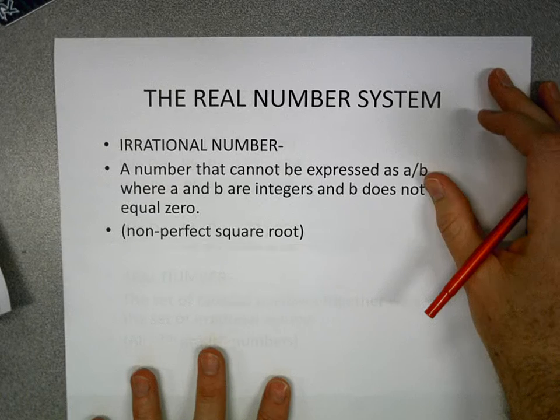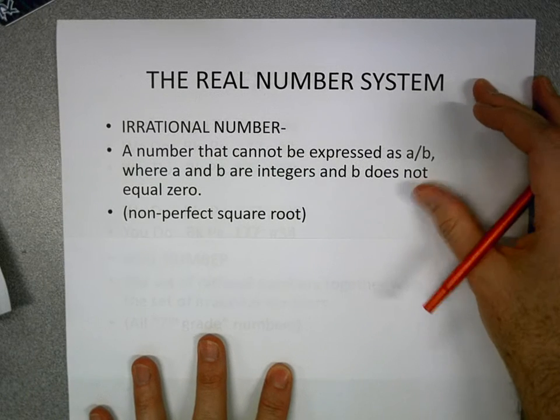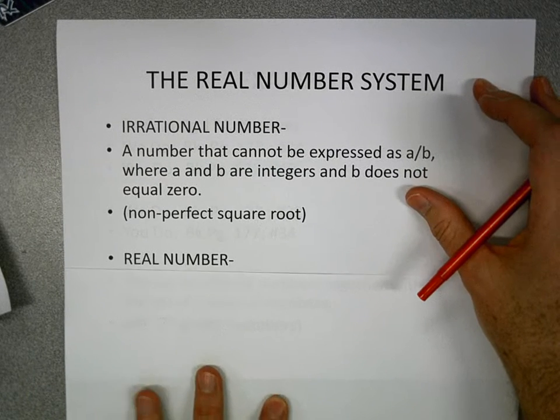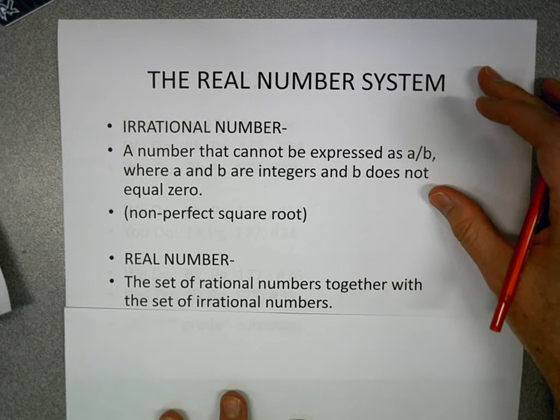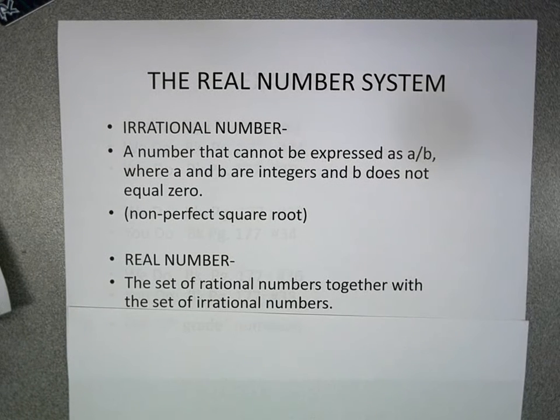Now, it's been a little while, but we have talked about this before. The next word is a real number. Everyone? Real number. All right, and your definition in the book says it's the set of rational numbers together with the set of irrational numbers.